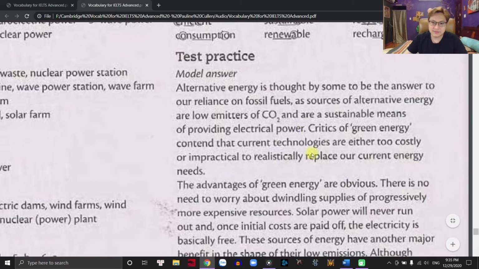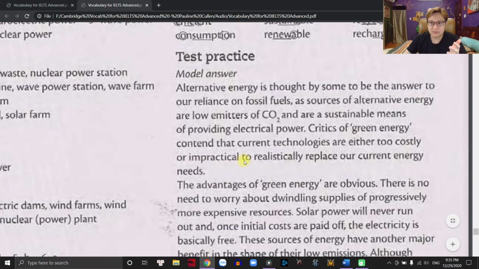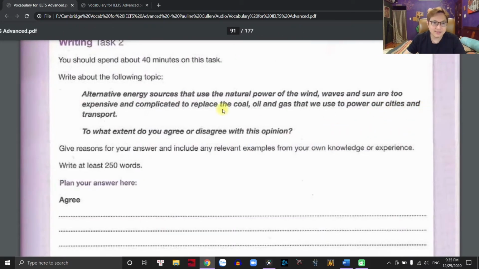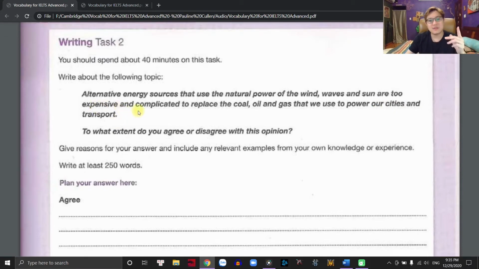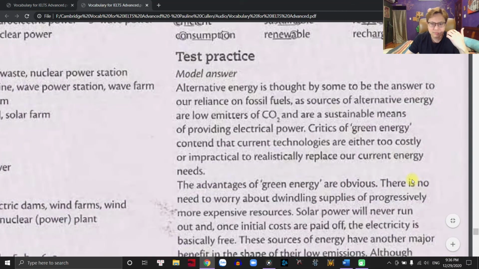So basically in this sentence, the writer paraphrases the question. I mean, here they say too costly, which means too expensive. Complicated means impractical. And also our current energy needs, they replace it with to power our cities and transport. Đó, nó paraphrase là các bạn thấy không? Nó thay thế too expensive bằng chữ too costly nè. Complicated là quá phức tạp thì thay bằng impractical, không thực tế. Và vận hành thành phố và transport nó thay bằng cái chữ thay thế cái nhu cầu năng lượng cần thiết của chúng ta hiện tại.